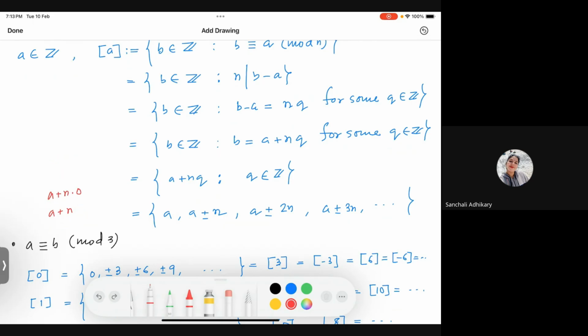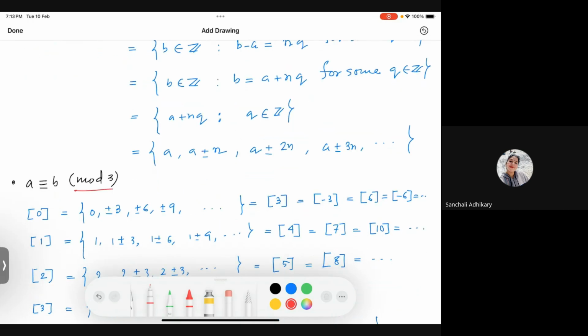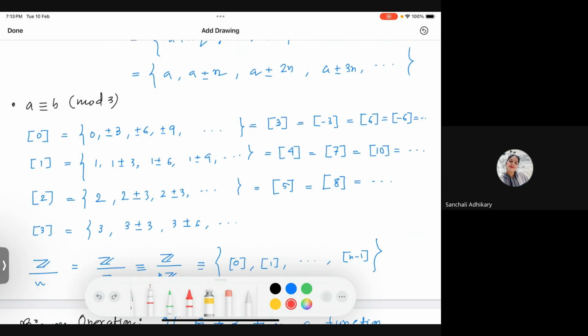For a particular example, take n equals 3. Then observe the class of 0. The class of 0 is this set. Class of 1 is this set, and class of 2 is this set. Now, what is the class of 3? Class of 3 is again this set. Class of 4 is equal to class of 1, and class of 5 is equal to class of 2.